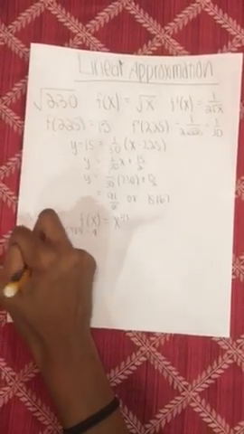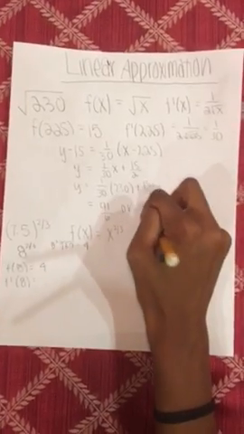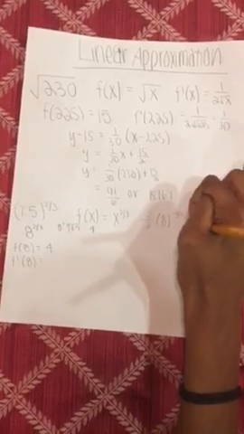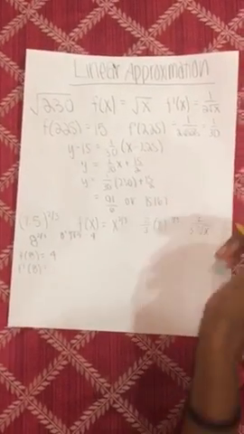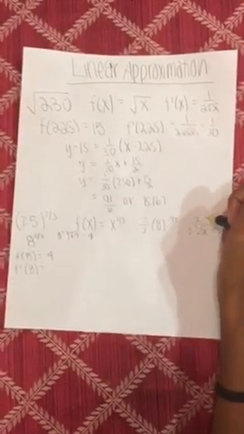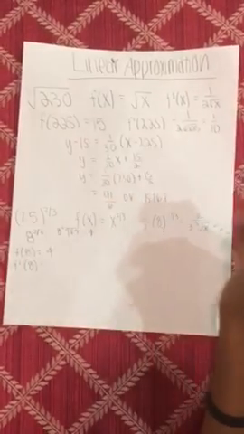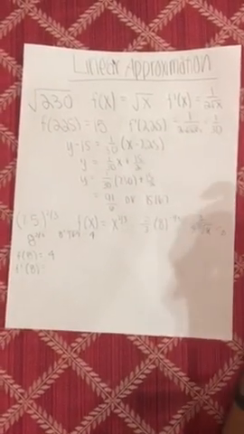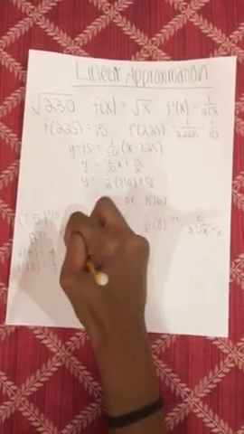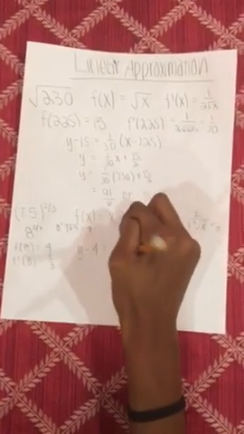F prime of 8 is equal to 2/3 times 8 to the negative 1/3 power, or 2 over 3 times the cube root of x. Since x is 8, we're just going to plug in an 8 there. So 2 over 3 and then the cube root of 8 is 2, so that is equal to 2 over 6, which is 1/3. This means that the tangent line is written as y minus 4 is equal to 1/3 times x minus 8.